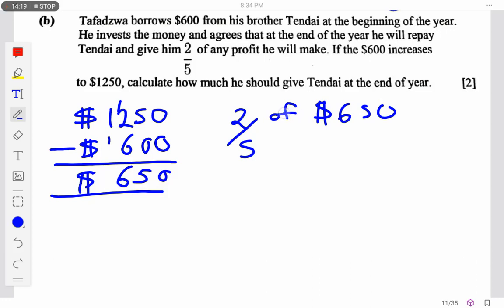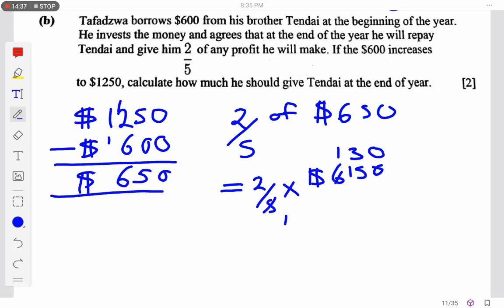Okay, so to get the amount, we simply multiply. So we are going to say 2/5 times the profit 650. Okay, so if I do this one there, 1 into 5, that's 3, 0, 3 there. Okay, then I get a 0. So it means the money on the profit that he's going to give Tendai is going to be 260. 2 times 130 there. Okay, that's the profit.